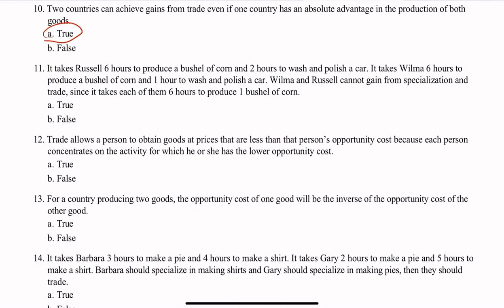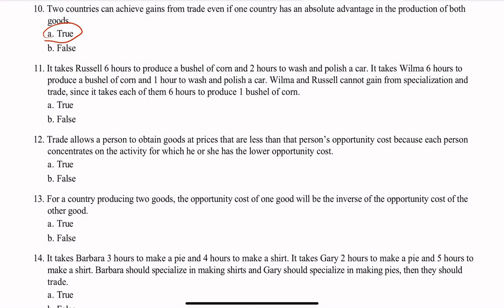It takes Russell 6 hours to produce a bushel of corn and 2 hours to wash and polish a car. It takes Wilma 6 hours to produce a bushel of corn and 1 hour to wash a car. Wilma and Russell cannot gain from specialization and trade, since it takes each of them 6 hours to produce 1 bushel of corn.